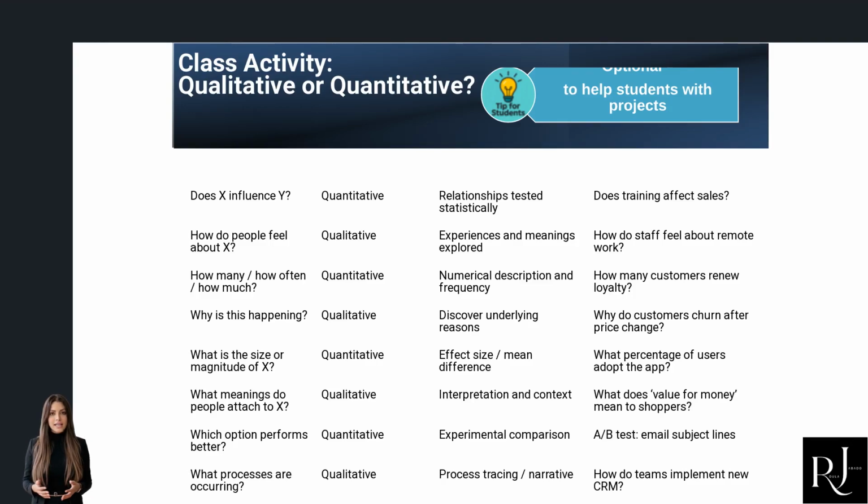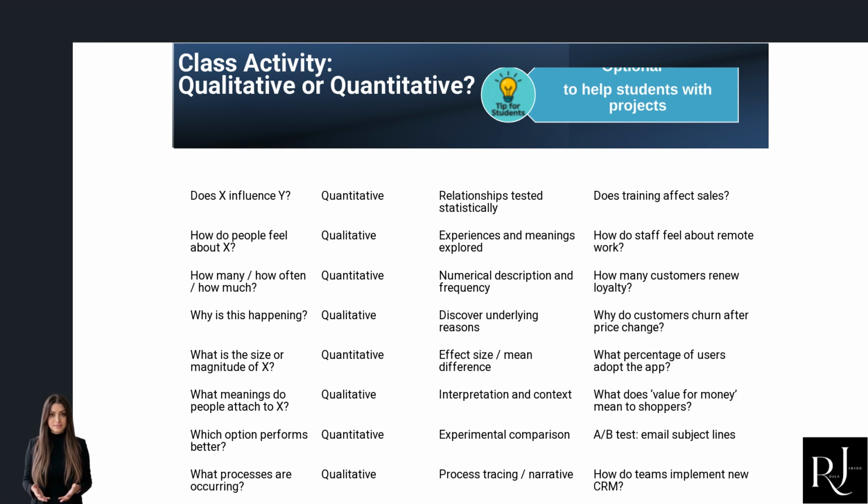Now, let's look at a class activity to test your understanding. Depending on your research question type, you must choose the best method. If your question is, does X influence Y, like does training affect sales, you should choose a quantitative method because relationships are tested statistically. If you ask, how do people feel about remote work, that's qualitative because you are exploring experiences and meanings.